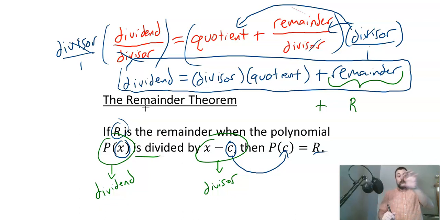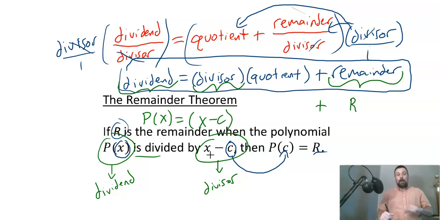So plug those in, substitute those into this formula. The dividend is p of x equals, the divisor is x minus c. Now, what is not referenced anywhere in the remainder theorem is the quotient, because it really doesn't matter what it is. And so we don't have anything to substitute in for that, so we'll just keep calling it quotient.